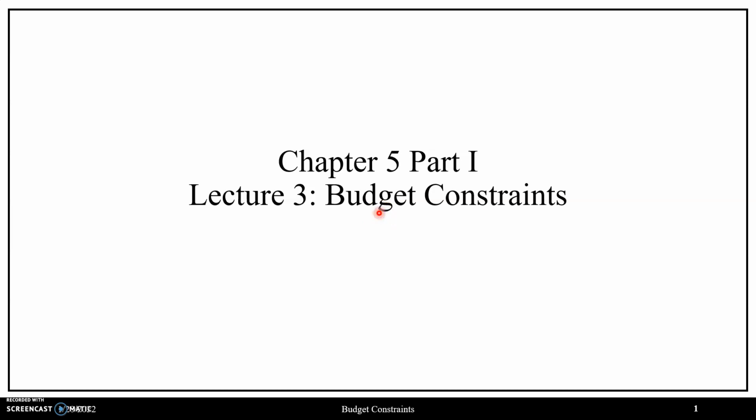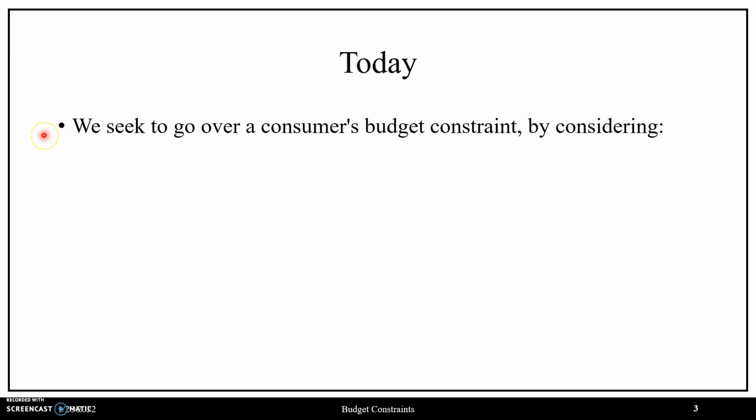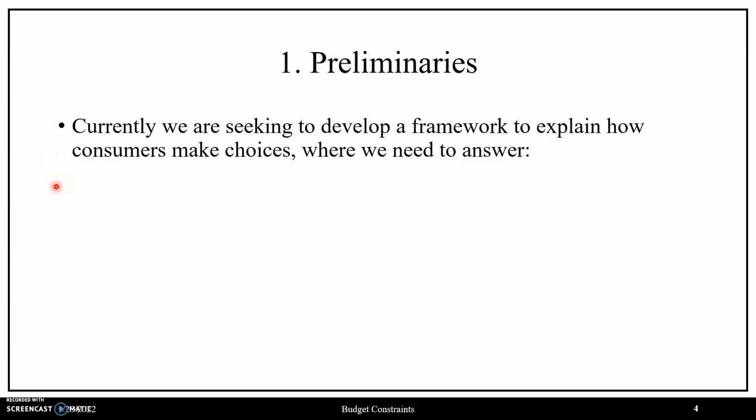In this video, we continue our discussion on Chapter 5, where in our last video we went over utility. In today's video, we seek to go over a consumer's budget constraint by setting up some preliminaries to then have our discussion on budget constraints.